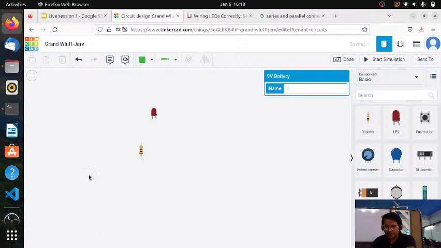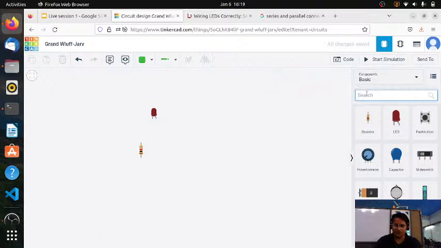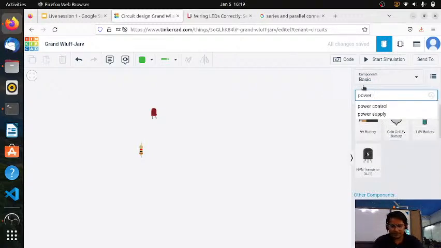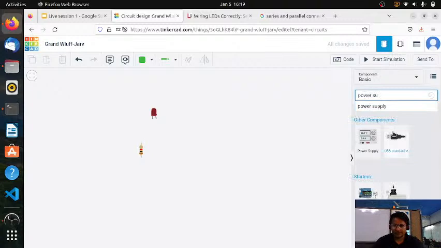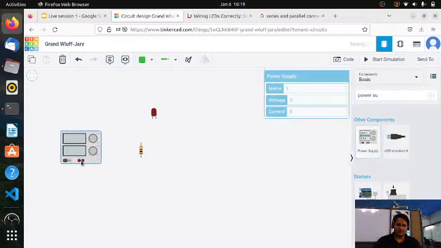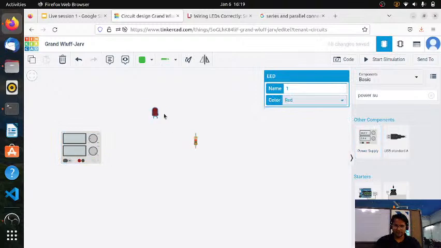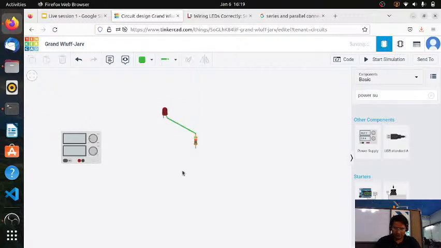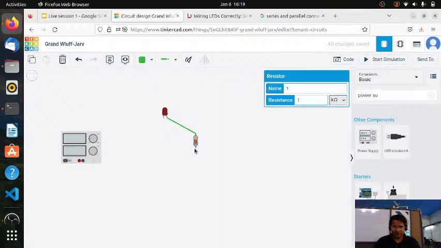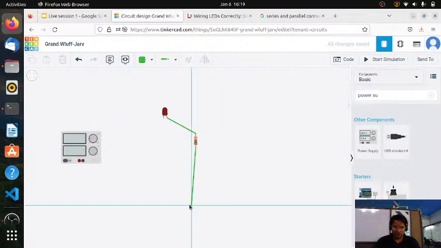Instead of a battery, let's take the power supply board. Using the power supply, we can vary the voltage. Let's see how much voltage is required by the LED to glow. So I have used one resistor, which is 1 kilo ohm.